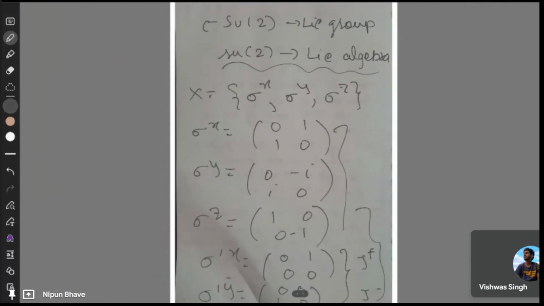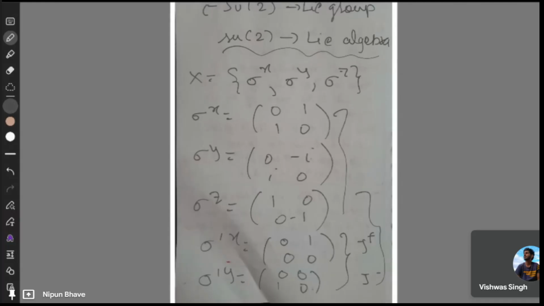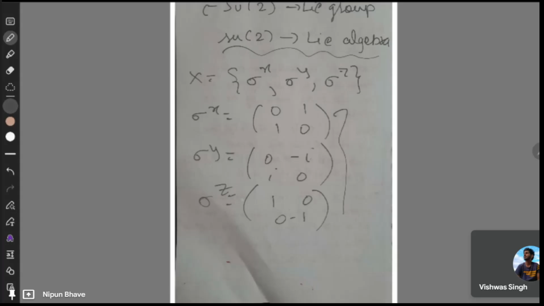As I've told you, the sigma matrices have the property that they are Hermitian and traceless. That is the way the SU2 Lie algebra is defined. Why is it defined in this way? The easy answer is to take the Lie group. The SU2 Lie group is just the matrices U satisfying U dagger U equal to the 2 by 2 identity, and also determinant of U equal to plus 1. This is the property of the SU2 Lie group. I'm talking about the Lie group.